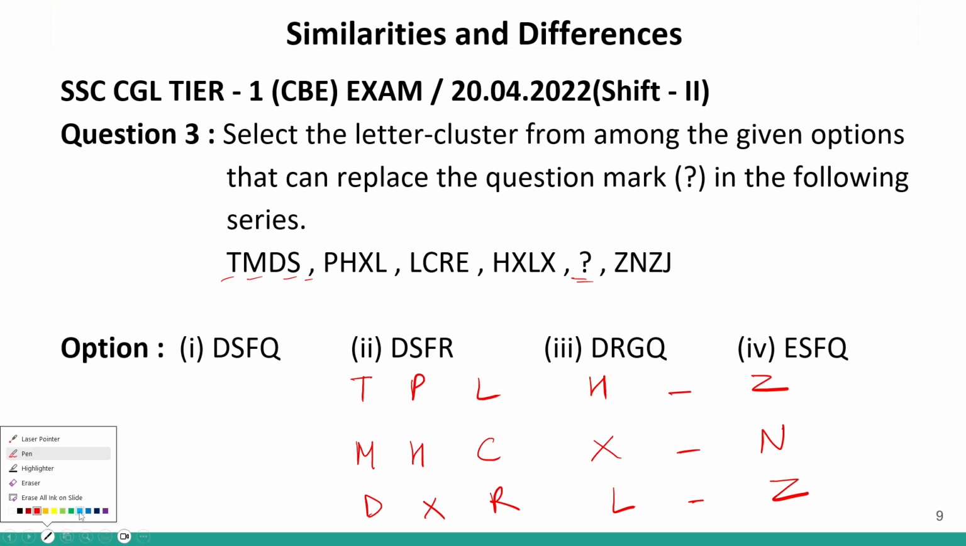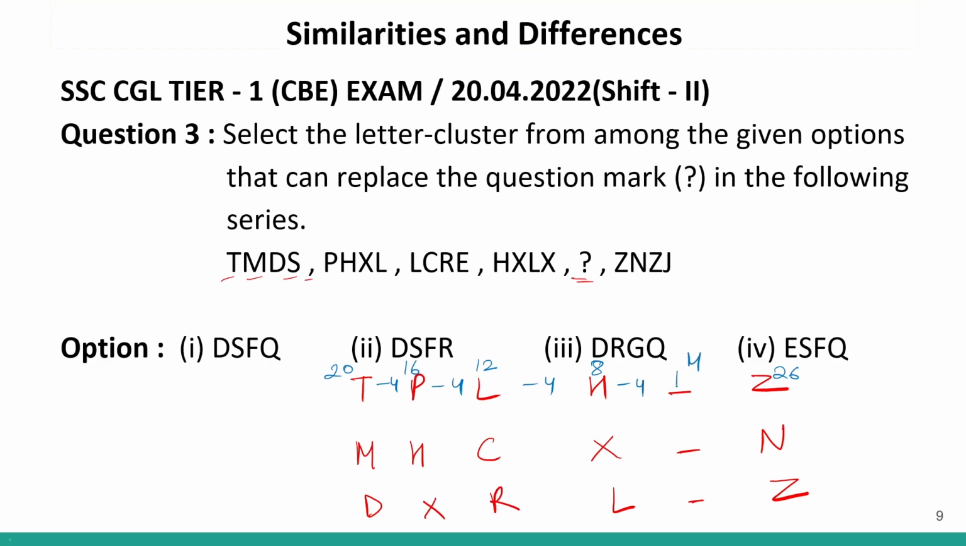So I'm going to give them forward ranks. T is 20. P is how much? P is 16. L will be 12. H will be 8. Z will be 26. So here I can see -4, -4, -4. So I'll move 4 positions back. That will give me the 4th position, and at the 4th position, we have D. So when I get D, I can clearly eliminate option number 4.